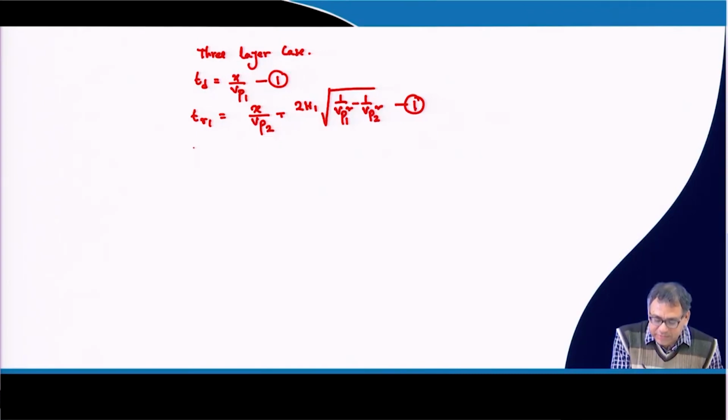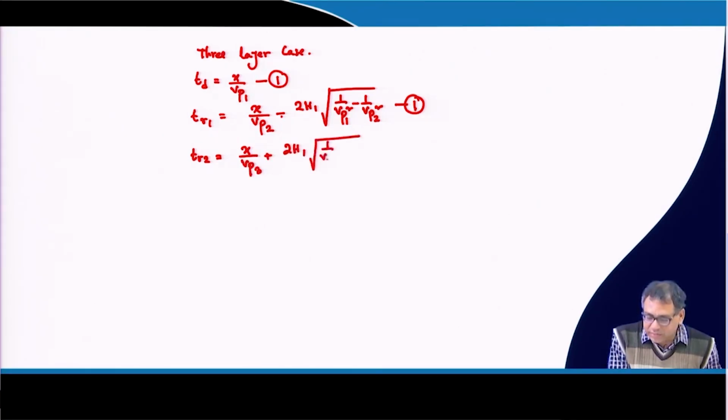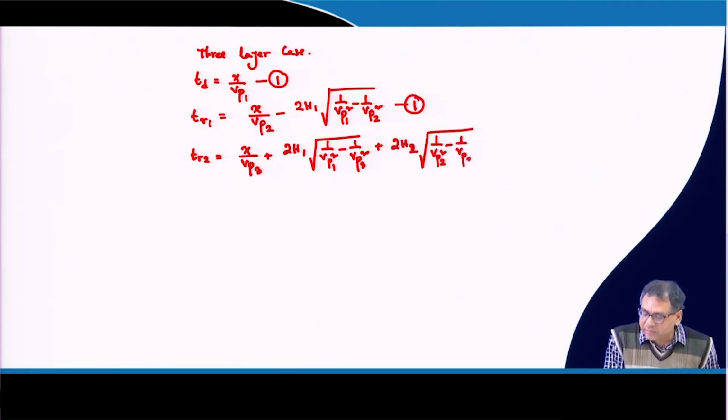Now, for the refracted rays of the second and third layer, Tr2, that expression is x by Vp3 plus 2 H1 root over 1 by Vp1 square minus 1 by Vp3 square, plus 2 H2 root over 1 by Vp2 square minus 1 by Vp3 square. Okay.